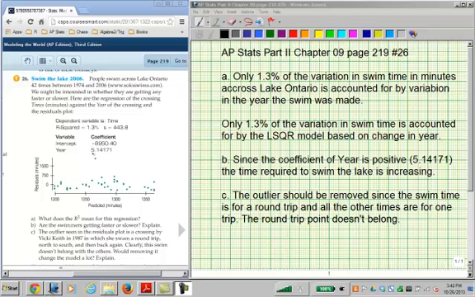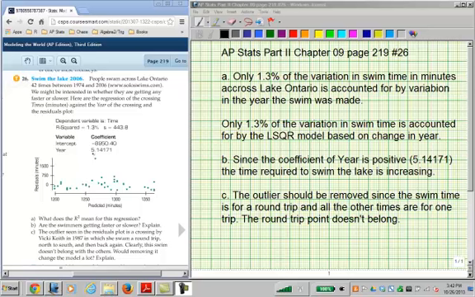R squared is really low. Only 1.3% of the variation in swim time in minutes across Lake Ontario is accounted for by variation in the year the swim was made. Or in other words, only 1.3% of the variation is accounted for by the LSQR model based on change in year.